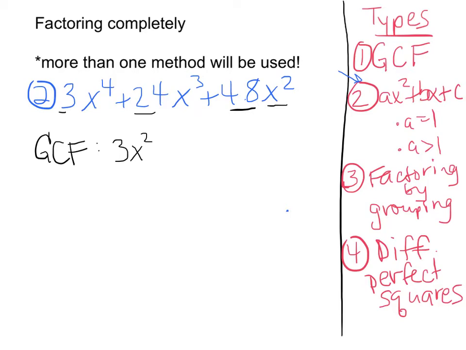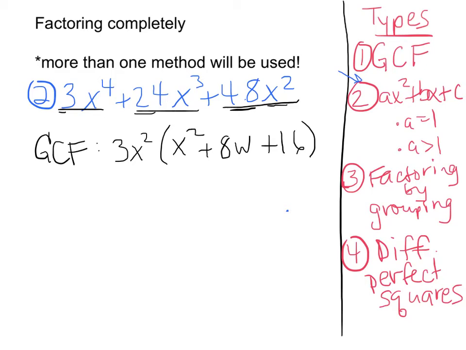So my GCF is 3x squared. Now, I want to let you know what's still inside my parentheses when I factor that out. 3x squared times x squared gives me my 3x to the 4th. 3x squared times 8x is going to give me the 24x cubed that I was looking for. And then 3x squared times 16 is going to give me that 48x squared I was looking for.